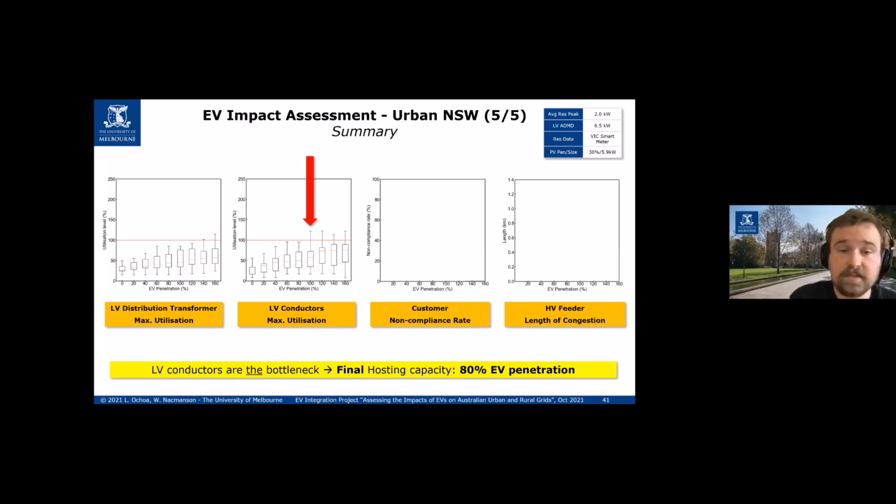So firstly, the LV distribution transformers, that one transformer overloading, yes, that's an issue, but the real issue for this feeder is those LV conductors that start to overload at 100%, whilst we have no problems in the length of the HV feeder, and we have no problems for customers. So the final hosting capacity is 80% for this feeder, and we see the LV conductors are the real bottleneck. So now if we move on to the next slide.